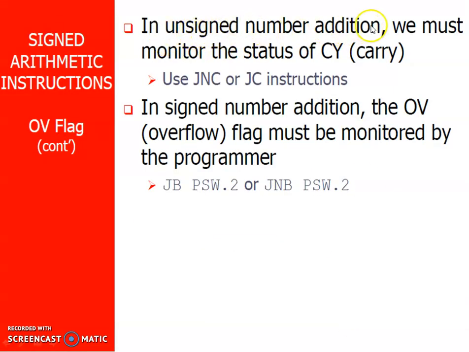So in unsigned number addition, we must monitor the status of the CY flag, that is the carry flag. To do that, we use the jump instructions, that is jump if not carry or jump if carry. In signed number addition, the OV flag must be monitored by the programmer. So the instructions that may be used here are JB PSW.2, JB means jump if bit, then JNB PSW.2, jump if not bit. Here PSW.2 represents the OV flag, that is in the program status word register, its third bit represents the overflow flag.